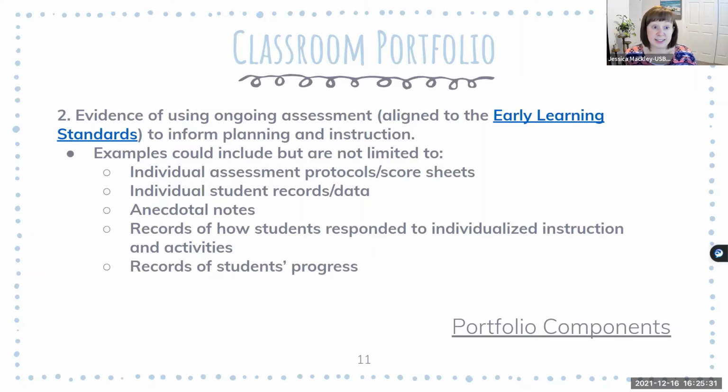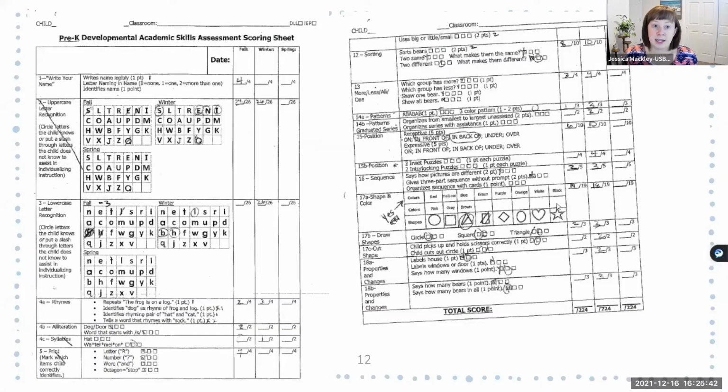And again, we'd like to see 2 to 3 examples of this, preferably different examples, not different kids with the same thing. So let me show you some examples of that. So this is a test protocol that was completed. You can see all the markings from the teacher. I've removed the student's name, but this would count as one example of ongoing assessment data to guide instruction.